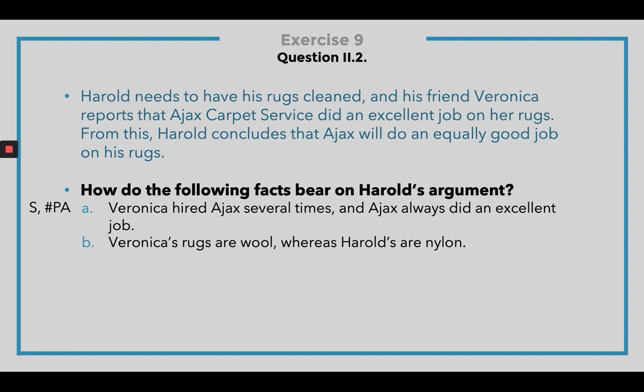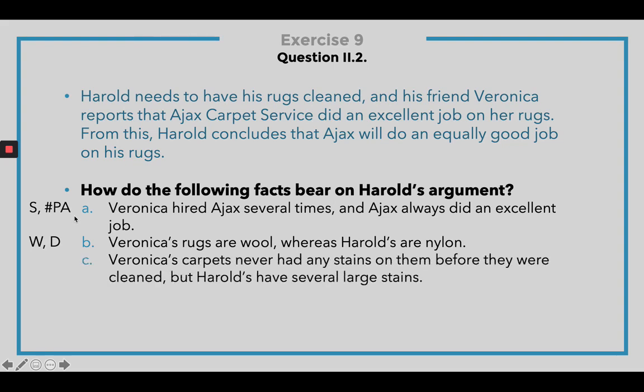Okay, here's a new fact. Veronica's rugs are wool, whereas Harold's are nylon. Ooh, right, that's a disanalogy, right? That's a difference between these two cases. So that's going to weaken the argument. And again, that's because it's a disanalogy. Say we find out that Veronica's carpets never had any stains on them before they were cleaned, but Harold's have had several large stains. In that case, again, this is a disanalogy, so we're going to be less confident that this argument's a good one. A weaker analogy.